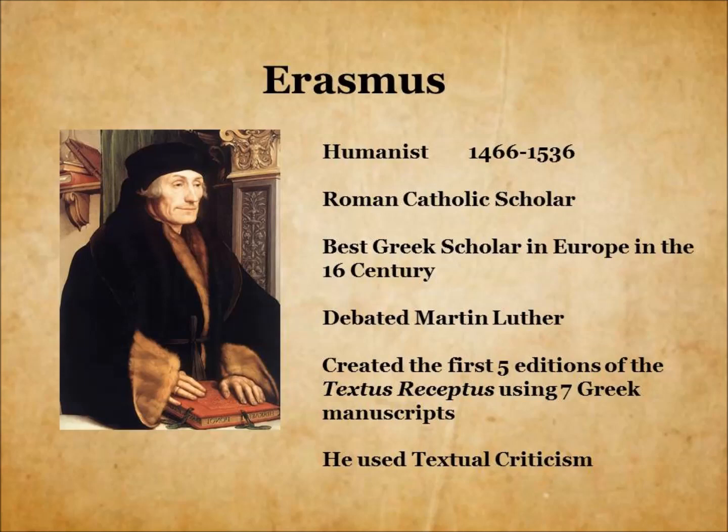A notable thing that he did is he debated Martin Luther. He wrote against Martin Luther, or I should say Martin Luther wrote against him when Martin Luther wrote his Bondage of the Will. And that interaction is obviously worth reading, but isn't really related to our topic today. He created the first 5 editions of the Textus Receptus using Greek manuscripts, and he used textual criticism. Okay, so what does all that mean?